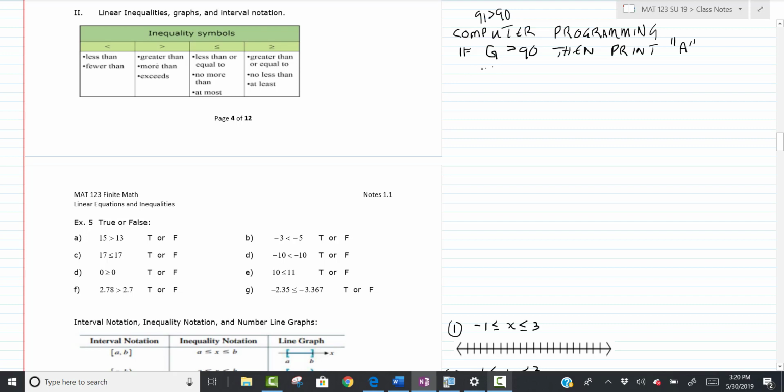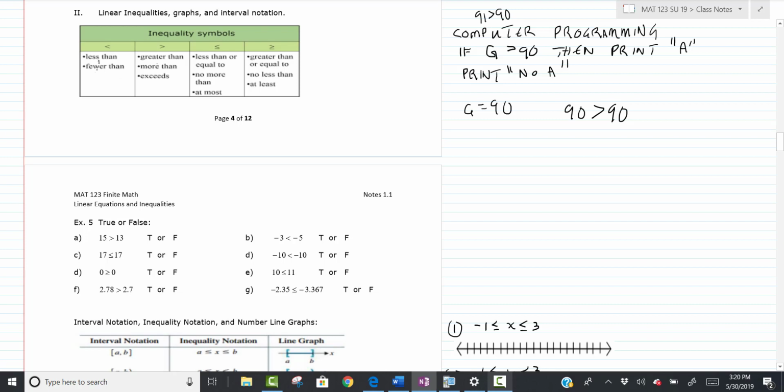So let's say the next line of the code was just print no A, just to keep it simple. What would happen if G was equal to 90? Because it's not true that 90 is greater than 90, you wouldn't get an A, you'd get no A. It shows you that computers know when a number is bigger or smaller than another number, or when they're equal. So it's used a lot in computer code, and that's worth knowing as an application.